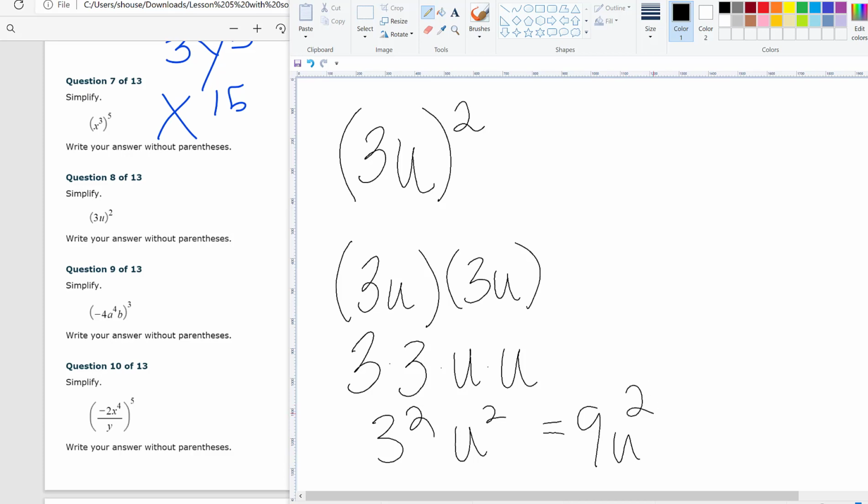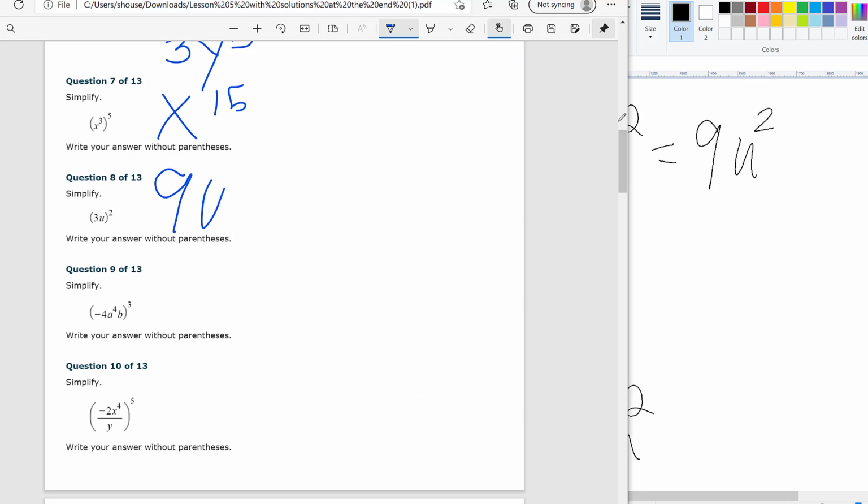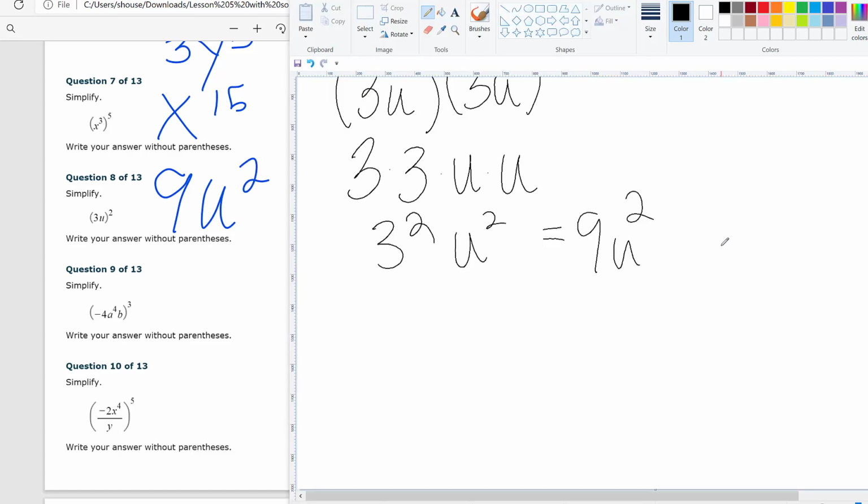So this tells us that when we have multiplication in parentheses raised to a power, we raise each factor, that is, those numbers being multiplied, to the power. And again, some of this you can just do in your head. 3 squared is 9u squared. So this one is 9u squared. Have to remember to square both parts.